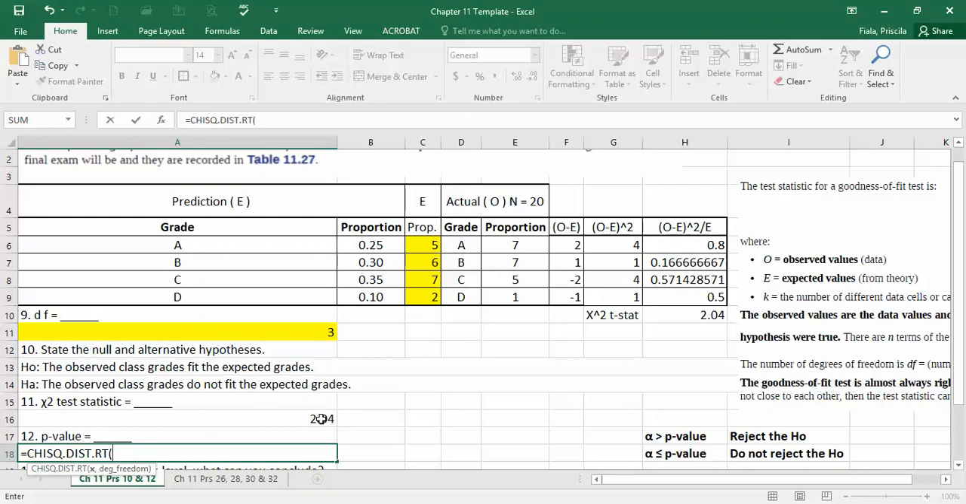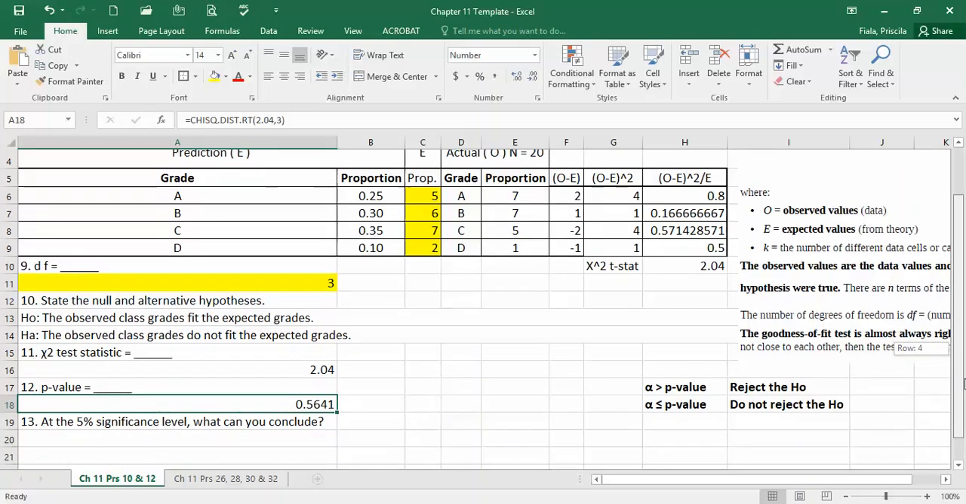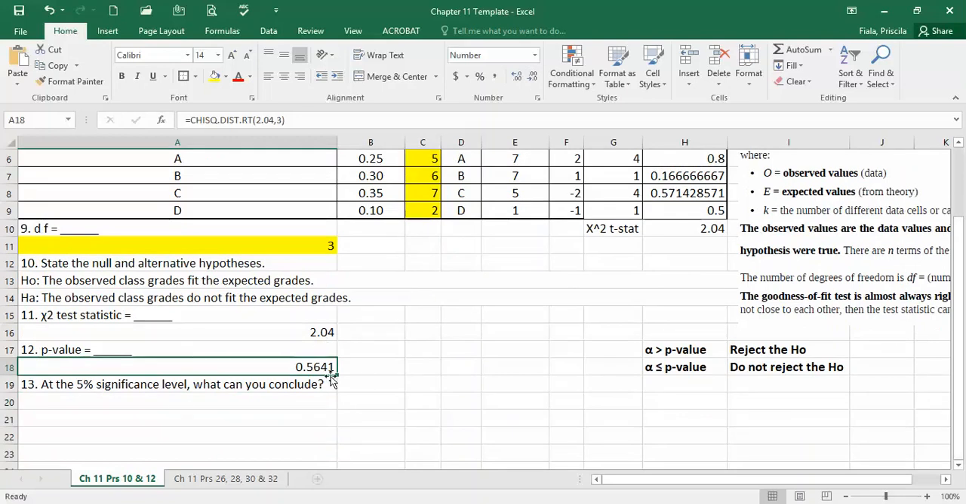My x is actually my test statistic. They worded it x, but it's my test statistic. You can refer to it here, or you could just type it. I'm going to type it. Remember, if it's negative, you need to make it positive. Okay. So degrees of freedom, what is it? 3, correct? That's why we calculated this. And then you're going to hit enter. And this is it. So your p-value is .5641. Excuse me.